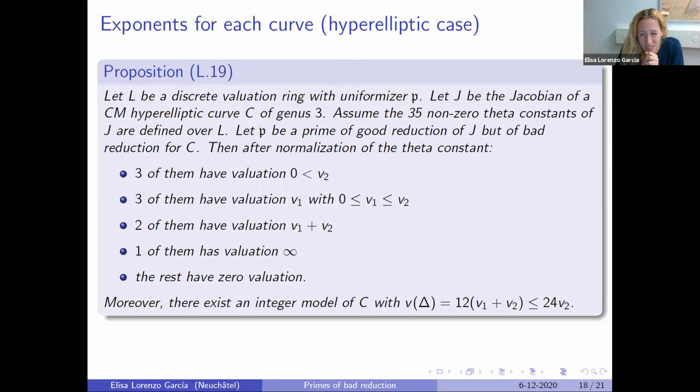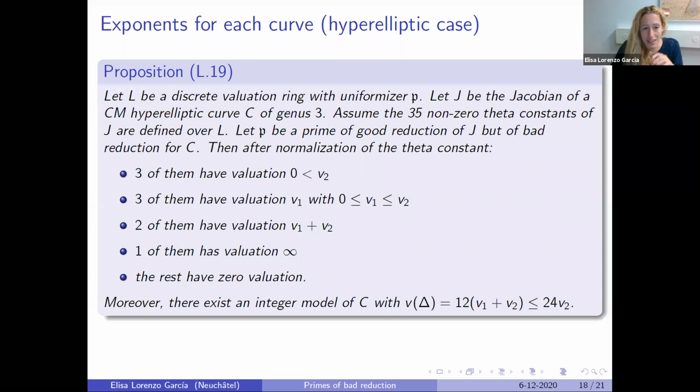Maybe you don't know about theta constants, but in general, when you have a genus 3 curve, you can attach to it 36 theta constants. Those are numbers that are related to the 2-torsion of the Jacobian, if you have never heard about them.